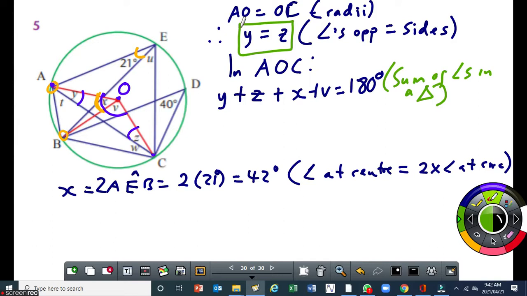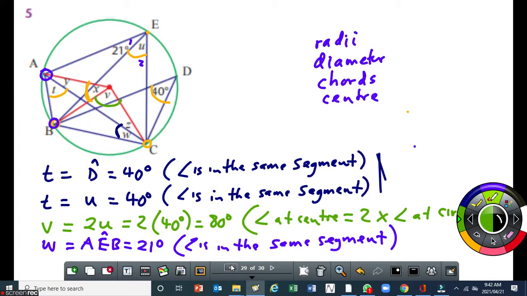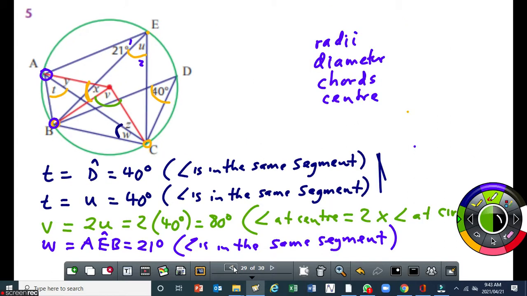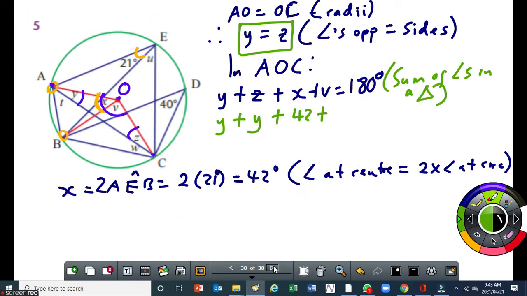So let's carry on. My next equation is y plus z, I know what x is. Don't worry, if I carry on, maybe you understand it better. What is our x equal to? 42. So I'll put it here. And what is v? 80. So I'll put 80 here. That's equal to 180 degrees.